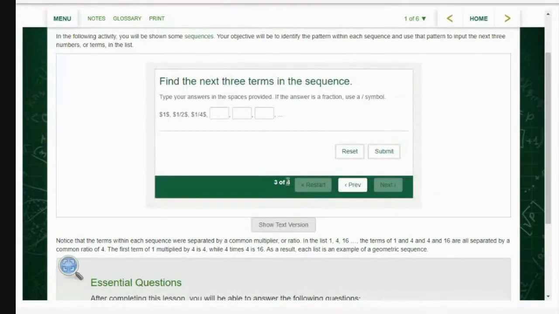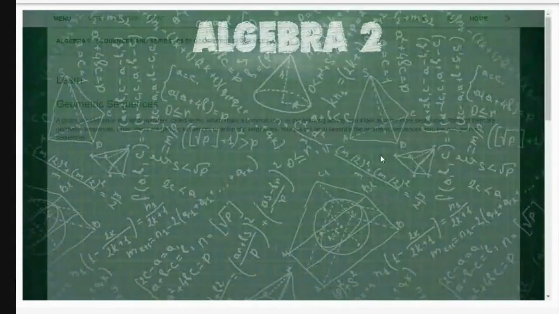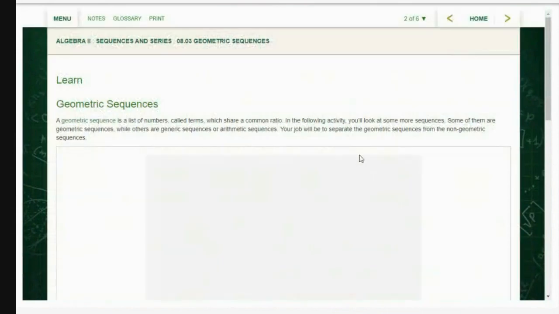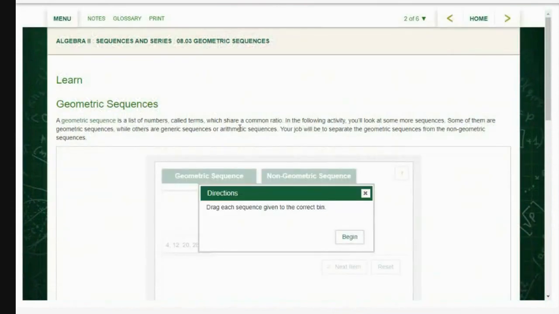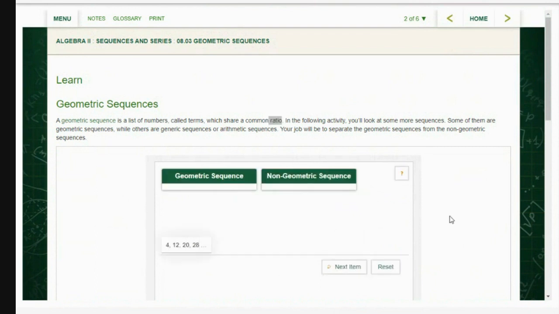This is 3 of 4. So just look at page 2 though. Let's move on. That just helps us recognize what a geometric sequence is. This is a list of numbers called terms that share a common ratio. See, this is not a common difference. The difference is when you subtract two numbers. But with a geometric sequence, it's a common ratio. We use an R, right? Because you're multiplying by the same number. So a ratio is when you divide.